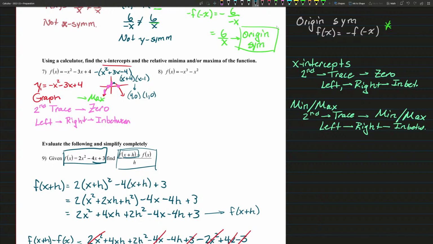Again, I'm not expecting you to do any algebra for this. I'm expecting you to go directly to your calculator, plug in those functions, second trace, 0, left bound, right bound, in between. Next time I'll try and get a trial of that on my computer so I can actually show you. But right now I do not have that.